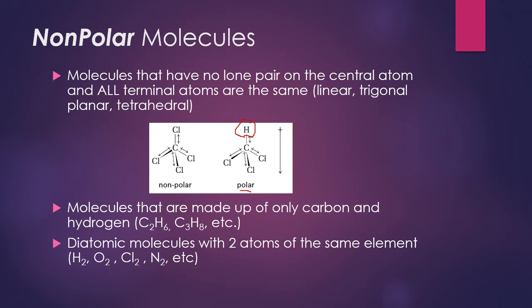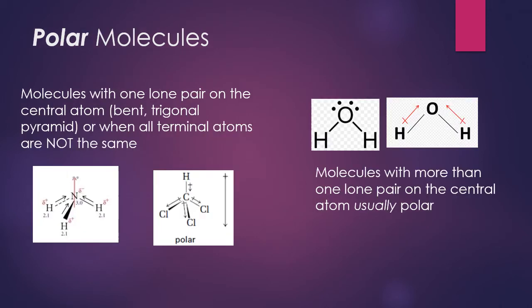There are actually 7 elements on the periodic table that exist as diatomics in nature. Hydrogen, oxygen, chlorine, nitrogen, and the rest of the halogens as well. So now let's look at some rules we can apply to figure out if a molecule is polar. So molecules that have one lone pair on the central atom, or when all terminal atoms are not the same.